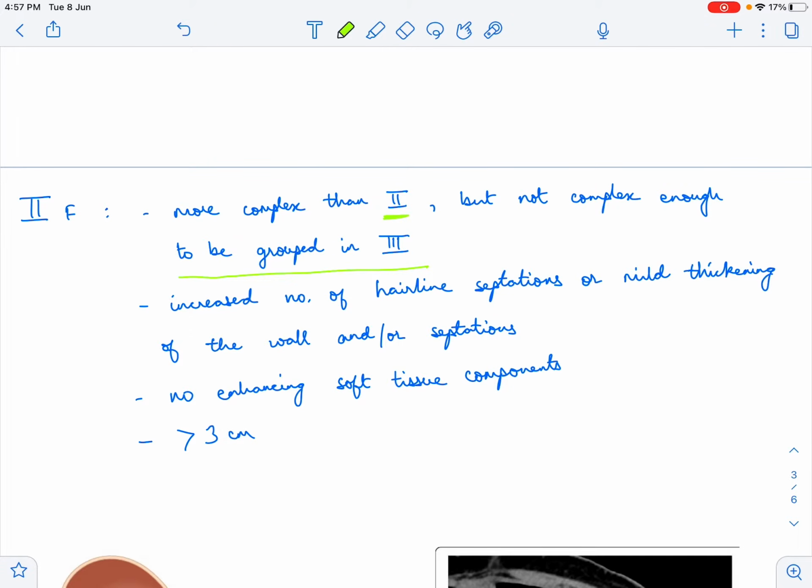So, they are not as benign as category 2 nor as malignant as category 3. So, they formulated a special category for this group of cysts and it was called 2F, in which F stands for follow-up. That is, we have to do follow-up imaging in these patients.